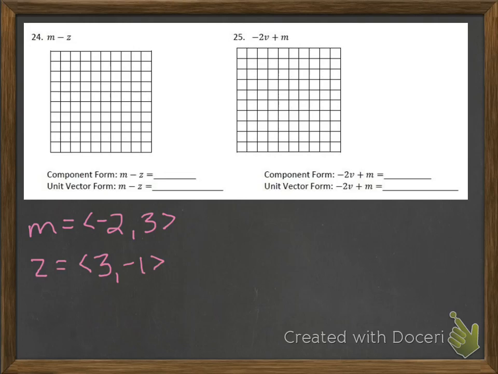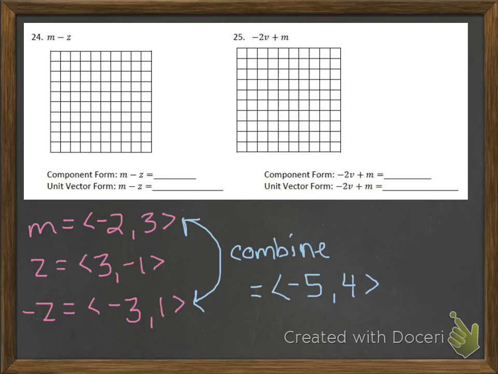On number 24, we're starting with vector m and subtracting vector z, which really means that we're doing the opposite of whatever vector z tells us to do. And so the opposite of vector z means a horizontal component of -3 and a vertical component of 1. And so if we combine the positive m with the negative z, then that gives us a result of -5 and 4.